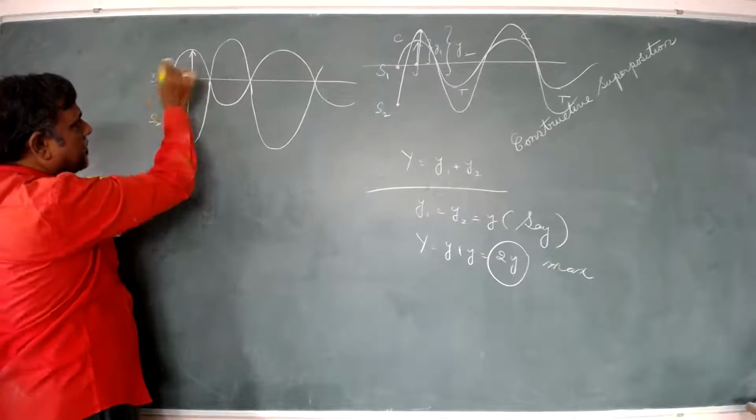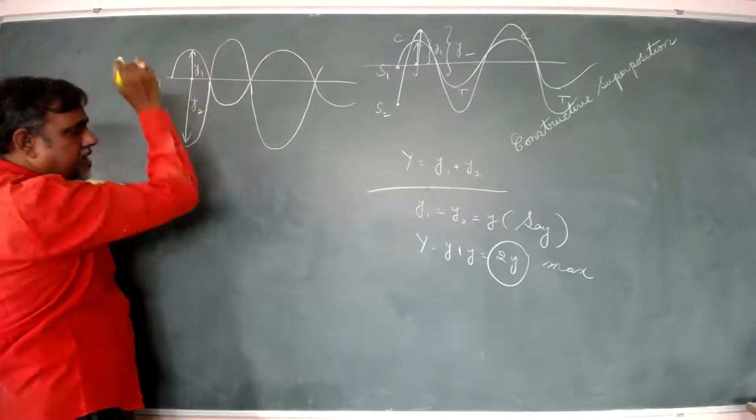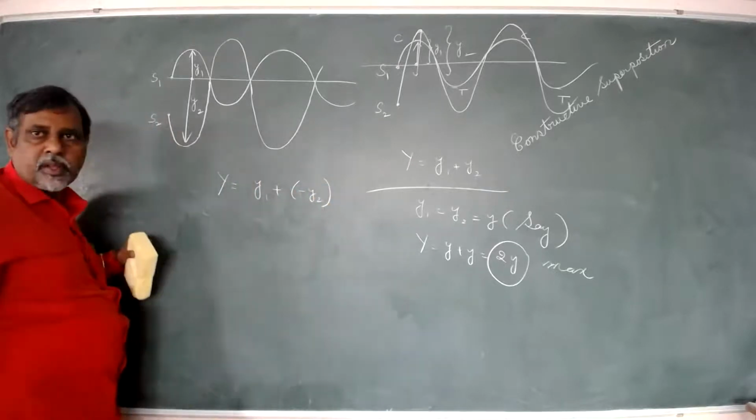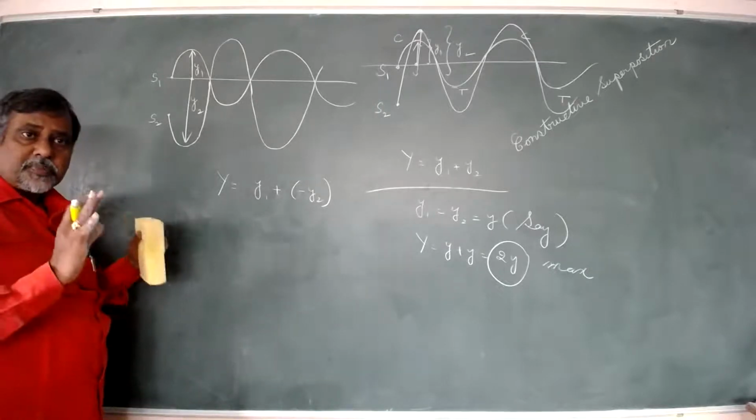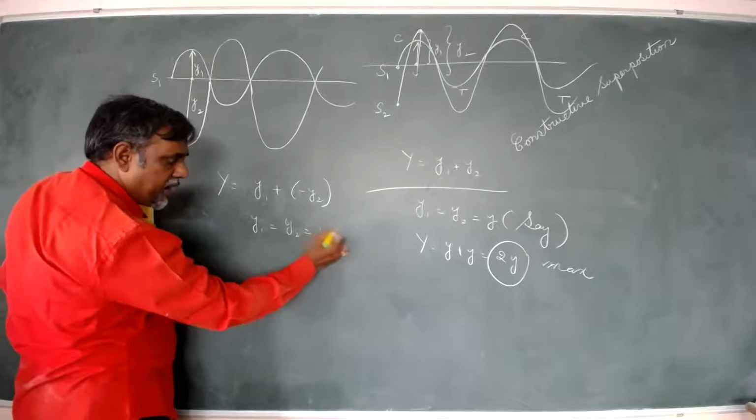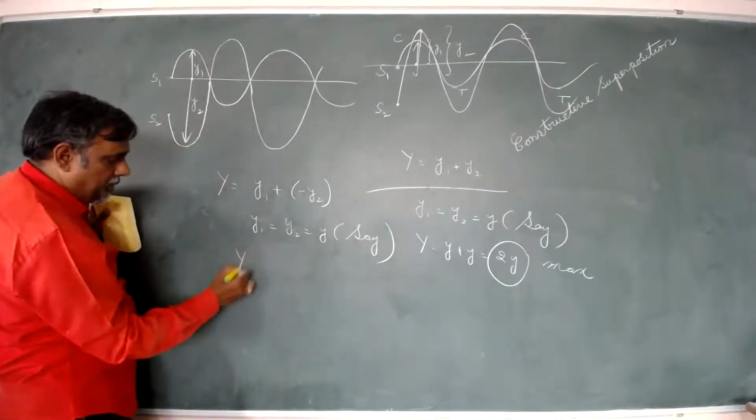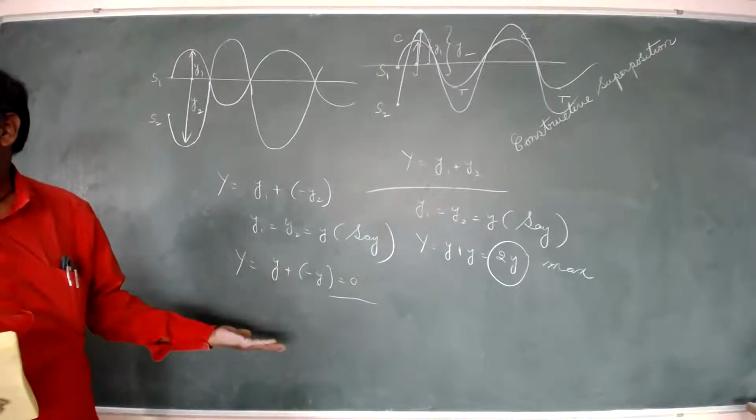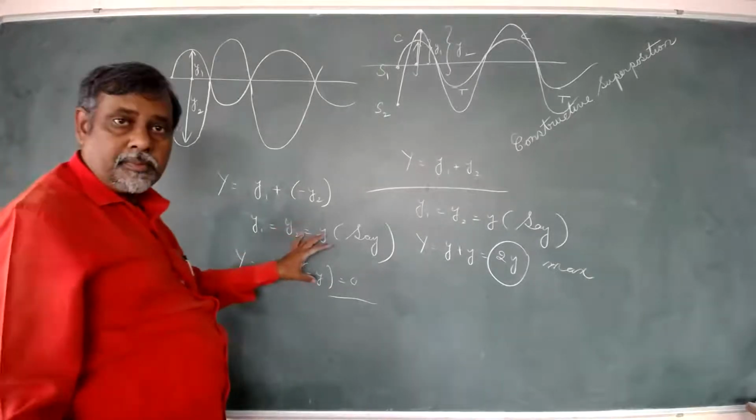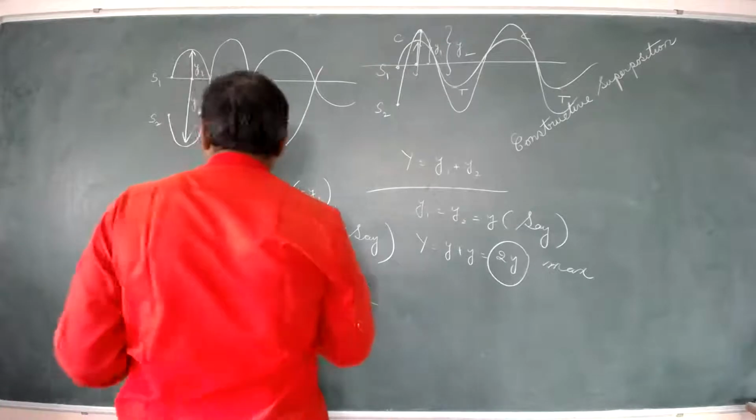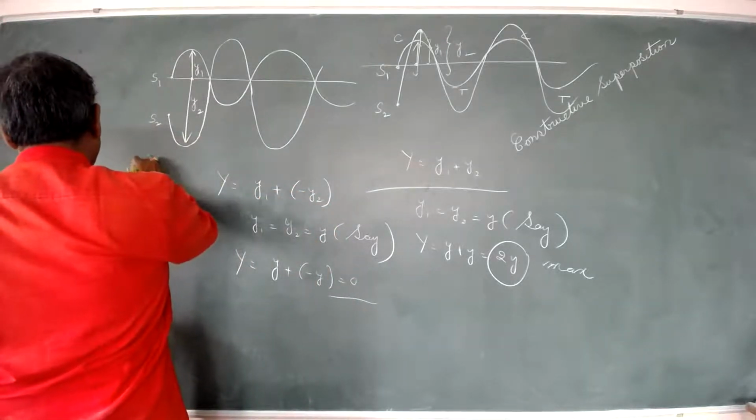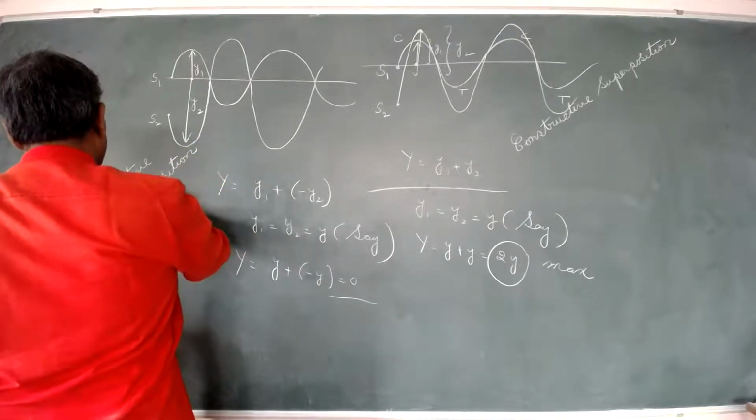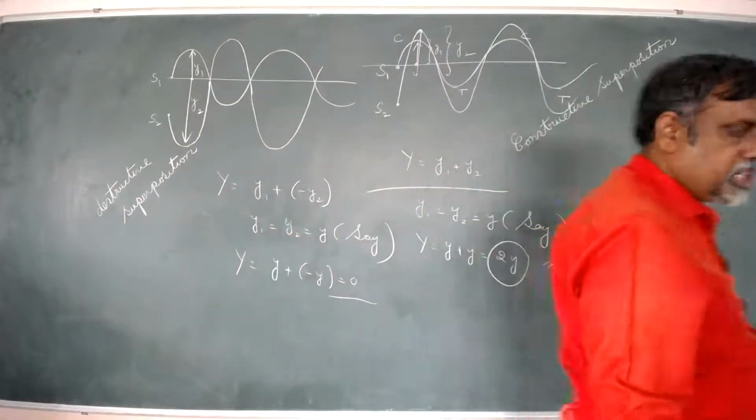Let the displacement by the first wave be Y1 and the displacement by the second wave be Y2, then the resultant displacement is equal to Y1 plus minus Y2. If these two displacements are the same, that means Y1 is equal to Y2, then this is Y plus minus Y, which is 0. Zero means no displacement, so a dark band. Whenever the superposition takes place in this way, that is known as destructive superposition.